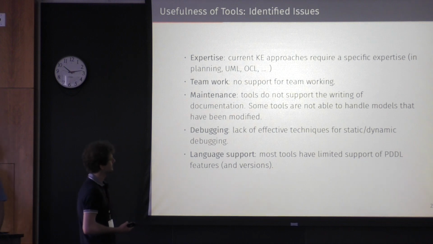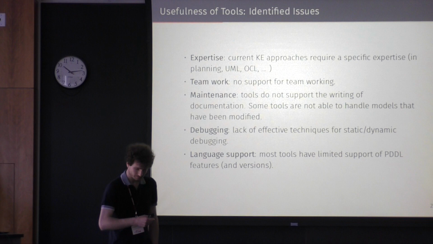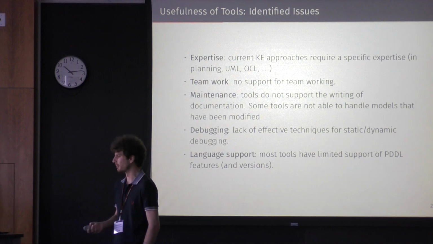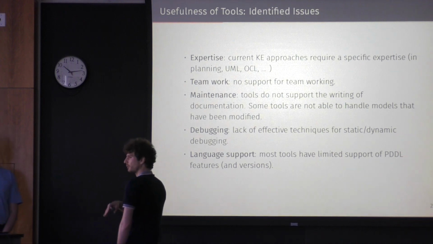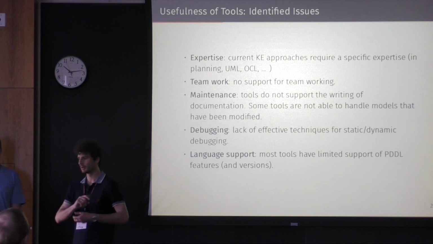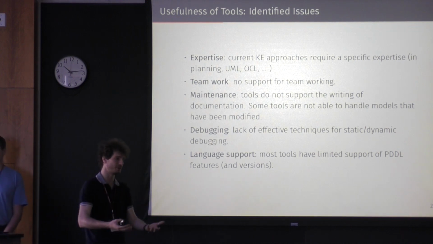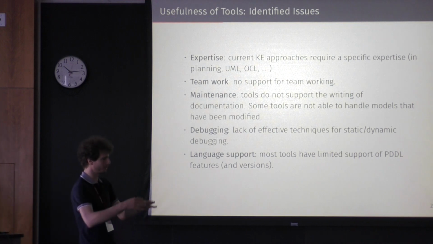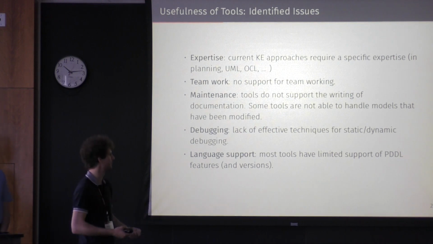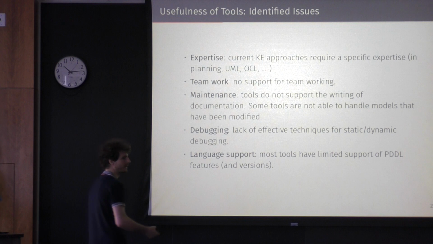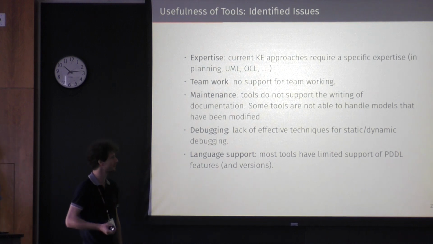In terms of maintenance, no tool effectively supports the writing of documentation around the model. So if you're using itSIMPLE or GIPO, you have the UML or the OCL models, but you don't have any other documentation which can be easily attached or which can be automatically generated, thinking about Java code, for instance, in this case.